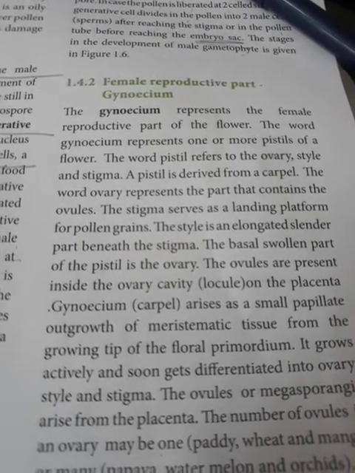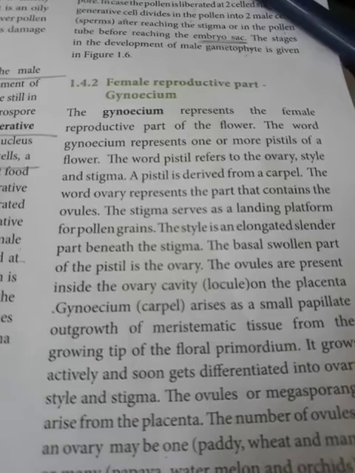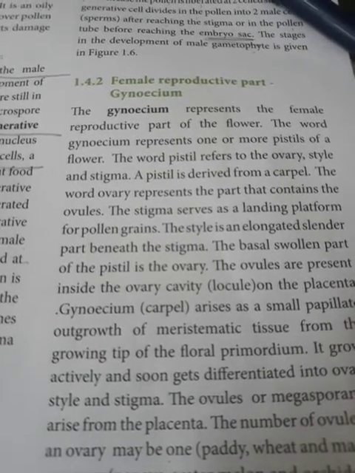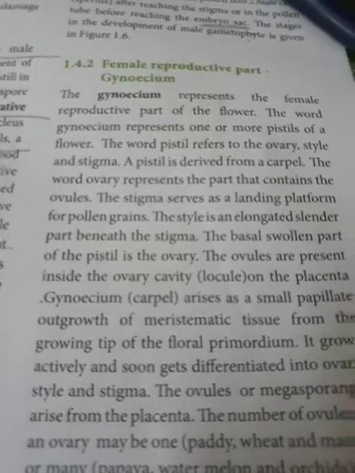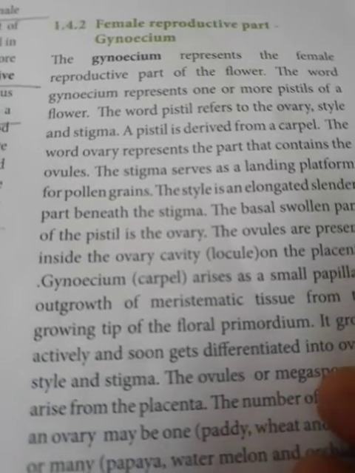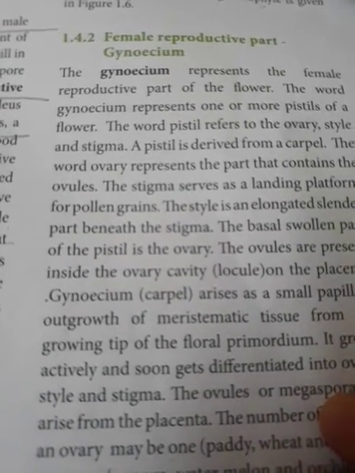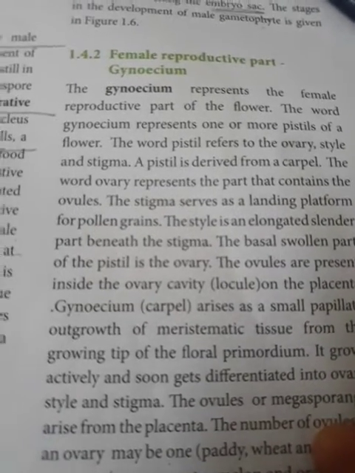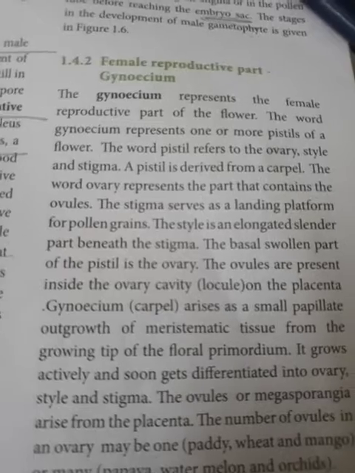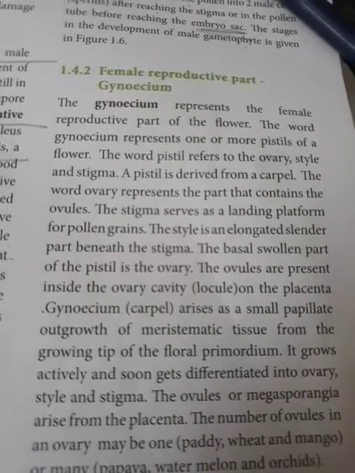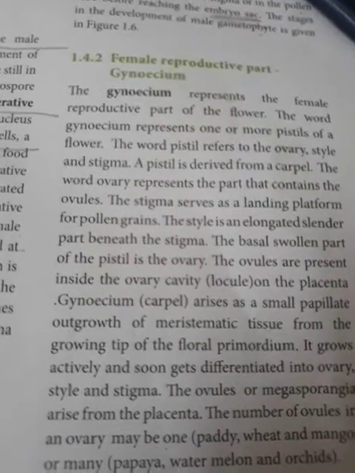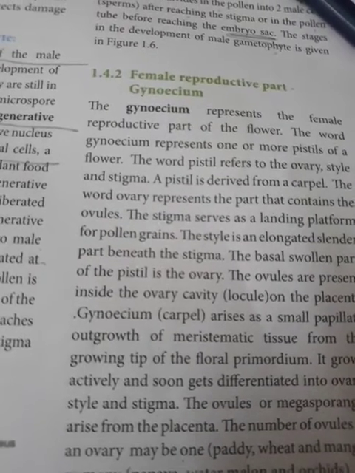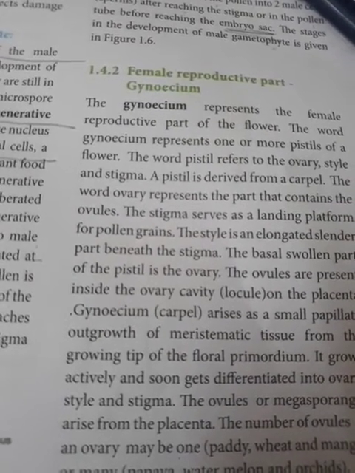Good morning, students. Already we have discussed the male reproductive part, that is androecium, and we have completed how the pollen grain develops. Now we are in the female reproductive part, which is also called the gynoecium. Gynoecium represents the female reproductive part of the flower. We know the word gynoecium represents one or two or more pistils of a flower.